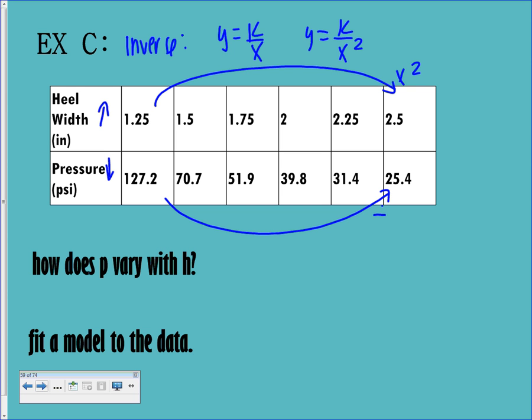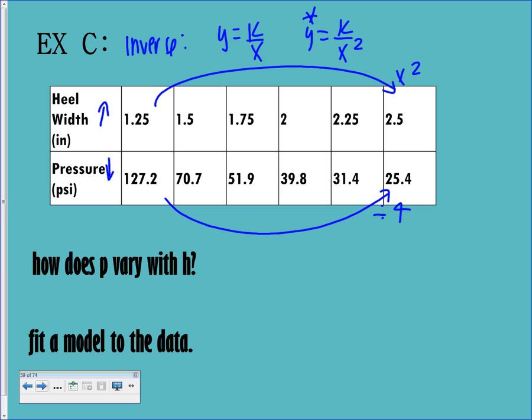So if I look over here, now if you're having a hard time, obviously if we're going down, now we're dividing by something. So I would say, is 127 divided by 2 going to be 25.4? Not quite. It's more like dividing by 4. So now I have 2 and 4, which are different numbers, and 2 squared is 4. So this time I pick y equals k over x squared. Maybe seeing a different example is helping you to realize how you choose. The numbers are different, and it is exactly that number squared.